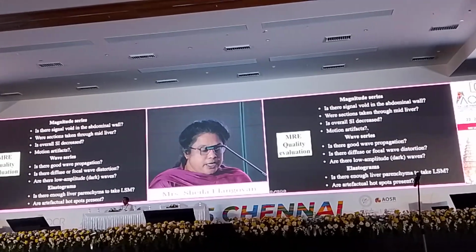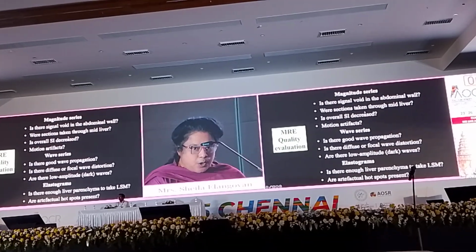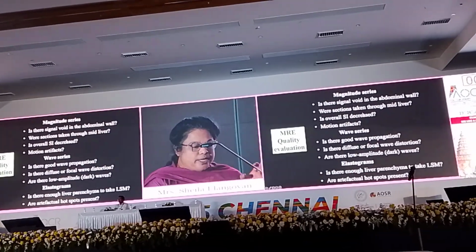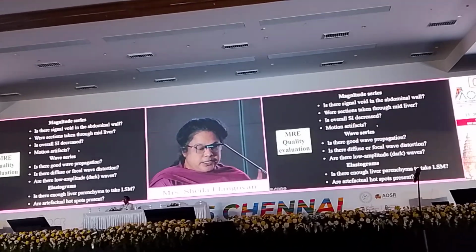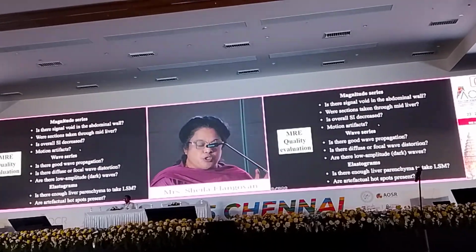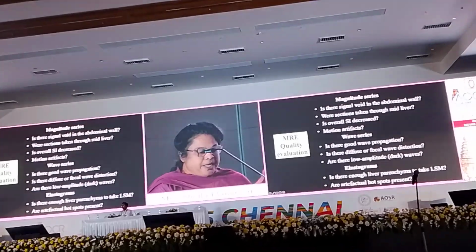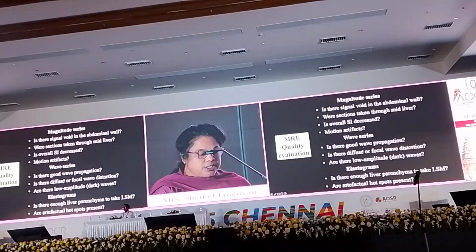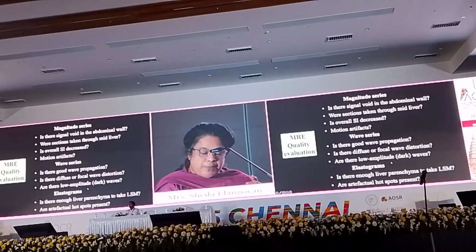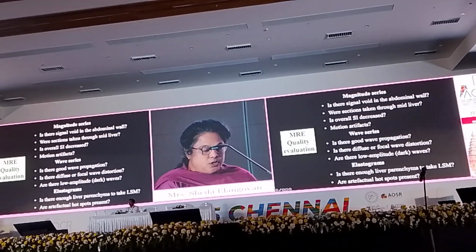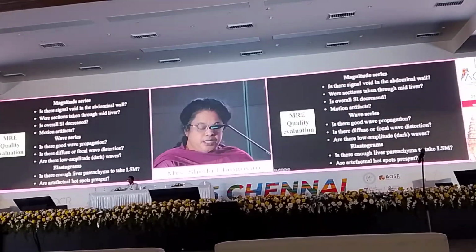For quality control, how do you look at the magnitude image? See, is there any signal void in the abdominal wall? Look if the sections are covered through the mid-liver. Is the overall signal intensity decreased or not? And are there any motion artifacts? In the wave image, look for good wave propagation. Is there diffuse or focal wave distortion, are there any low amplitude dark waves? Then you need to repeat it. On the elastogram images, grayscale and color scale, you should see if the entire liver parenchyma is covered and whether there are any hotspots.